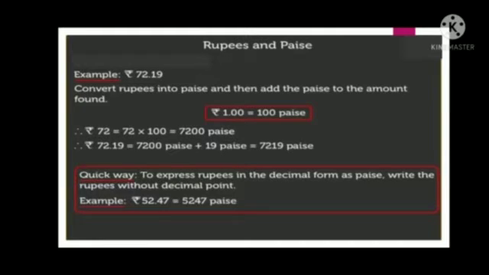There is another way to express rupees in decimal form as paise. We can just write the rupees without decimal point. For example, rupees 52.47 in paise can be written as 5247 paise. So students, you can see here we have just removed the dot from the number in order to convert it into paise.